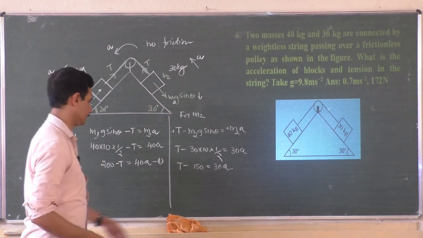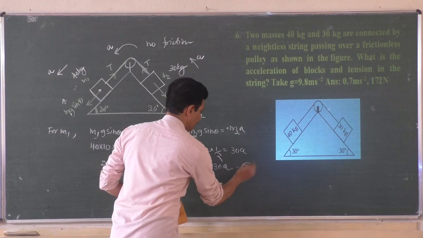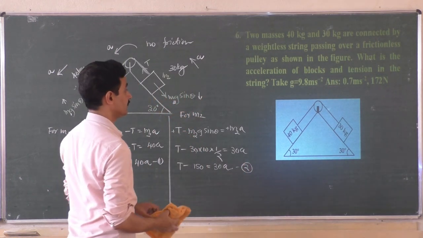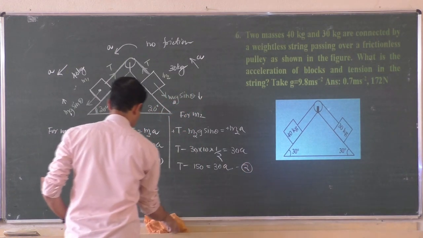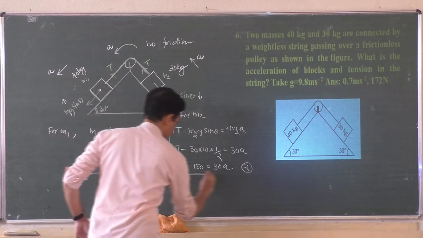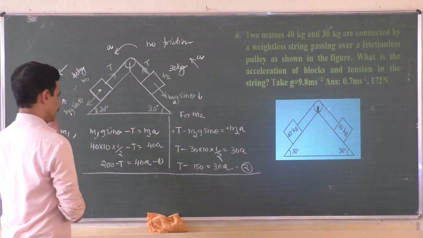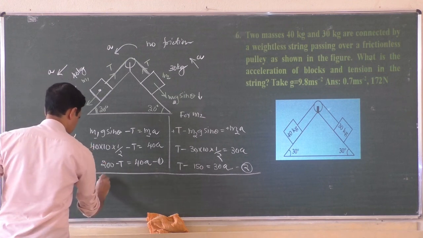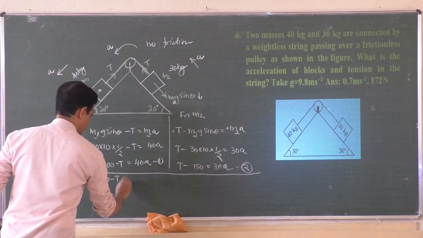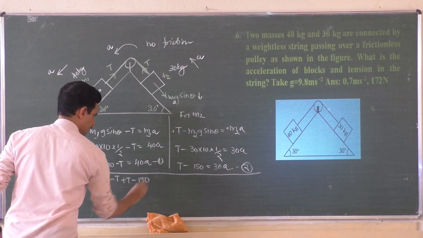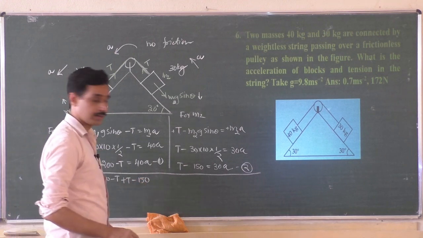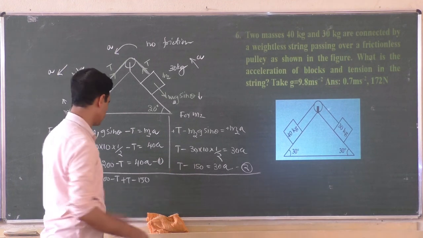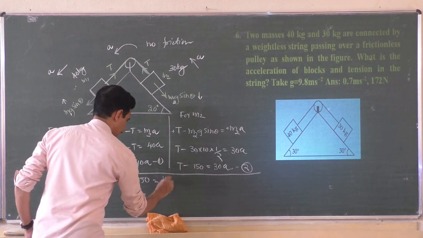So you have to solve these two now. This is equation 2. We are asked to find out tension in the string and acceleration of the blocks. Yes, both. Okay, I will finish it here. So from 1 and 2, adding 1 and 2, 200 minus T plus T minus 150 is equal to 40A plus 30A.